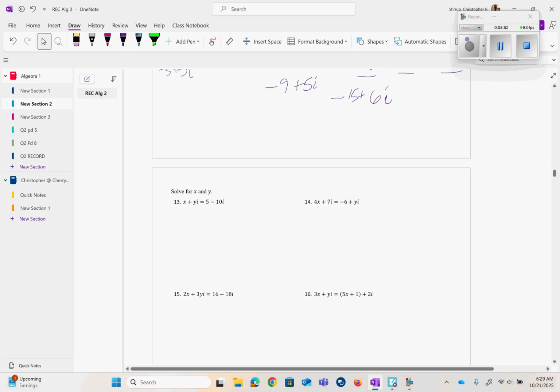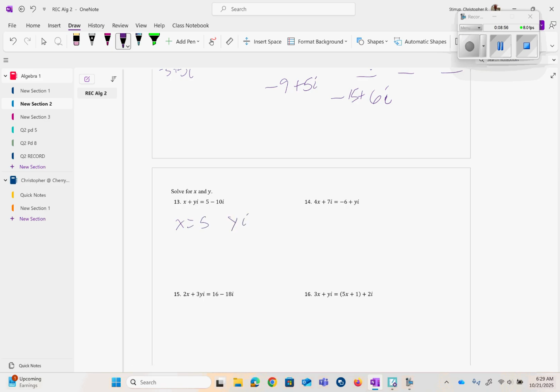All right, if we want to solve for x, so we're just going to get x equals 5. Then I get yi equals -10i. Divide both sides by i, so y is equal to -10. I'm going to get 4x equals -6. Divide each side by 4, so that becomes -3 over 2 when we reduce it. 7i equals yi. Divide each side by i, so I'm going to get 7 is equal to y. That's solved.